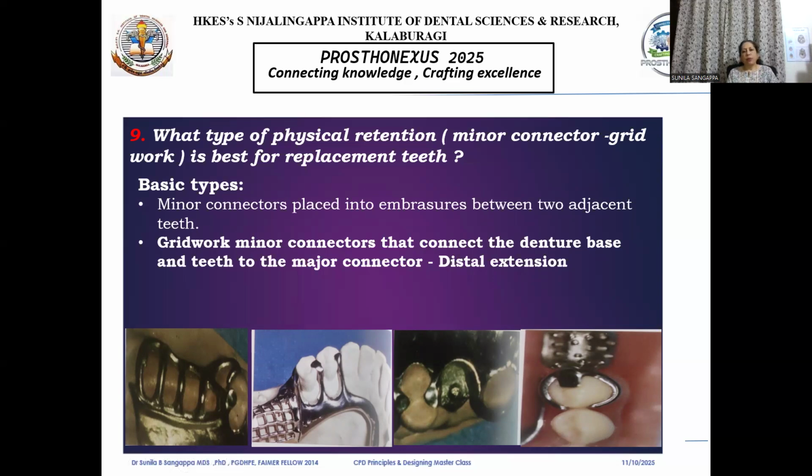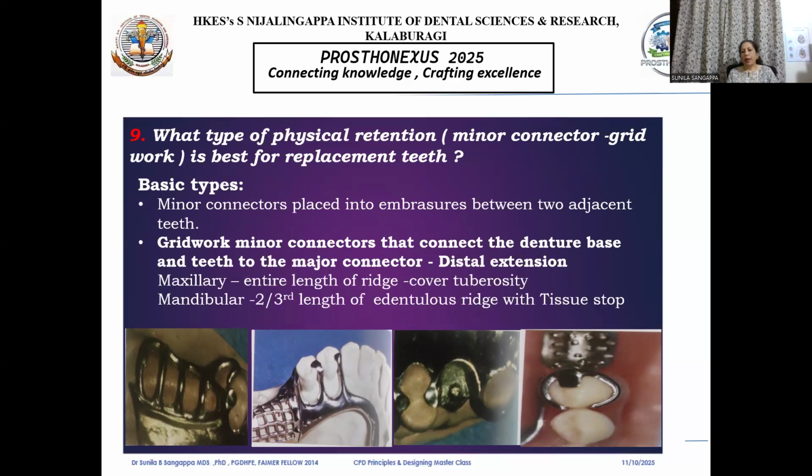Now, what is the thumb rule for the extension of this gridwork minor connector? In case of maxillary, we have the entire length of the ridge to be covered up to the tuberosity. And in case of mandibular, only 2/3 the length of the edentulous ridge is covered, along with having a tissue stop. So as you see over here, we have the lattice type, we have the grid type, we have the beads. So any one of these can be considered.